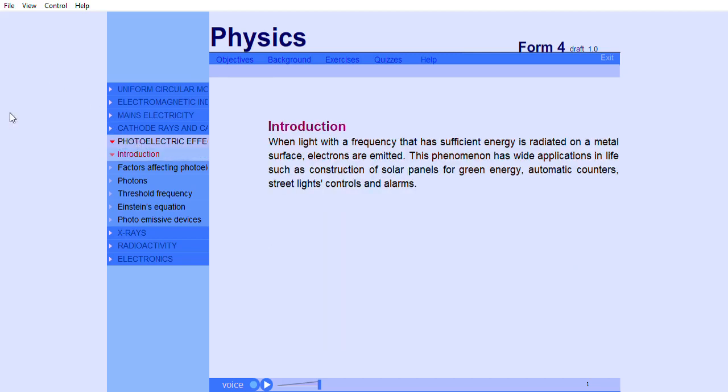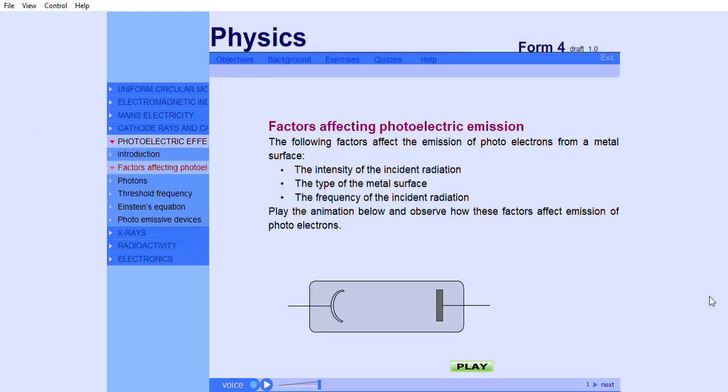Introduction. When light with a frequency that has sufficient energy is radiated on a metal surface, electrons are emitted. This phenomenon has wide applications in life, such as construction of solar panels for green energy, automatic counters, streetlight controls, and alarms.